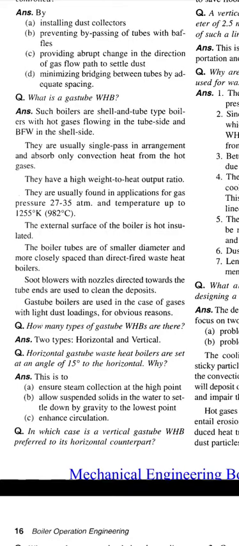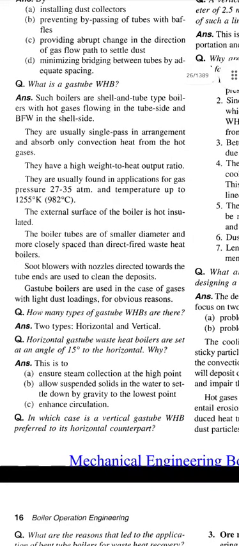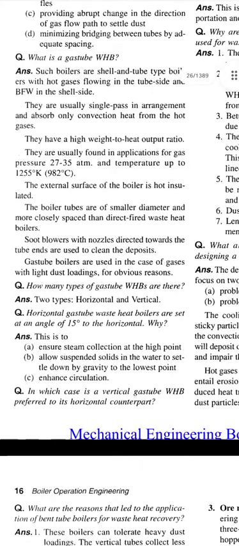The boiler tubes are of similar diameter and more closely spaced than direct fired waste heat boilers. Soot blowers with nozzles directed towards the tube ends are used to clean the deposits. Gas tube boilers are used in the case of gases with light dust loading for obvious reasons. Next question. How many types of gas tube waste heat boilers are there? Two types. One is horizontal and the other vertical.